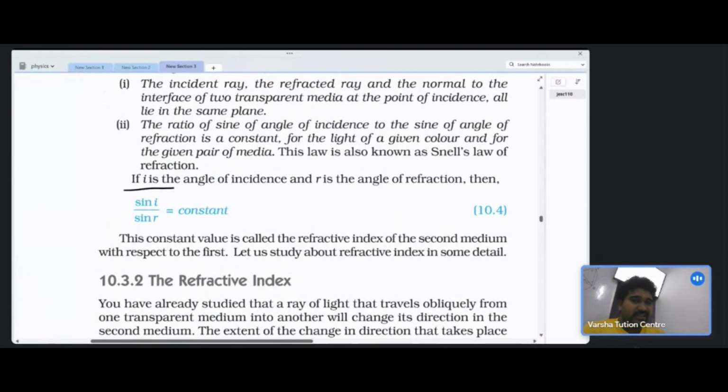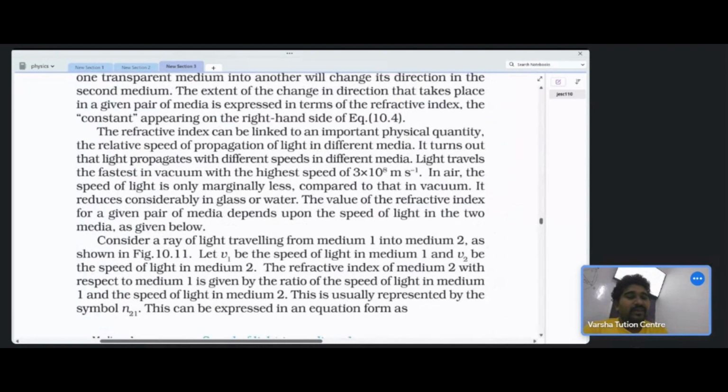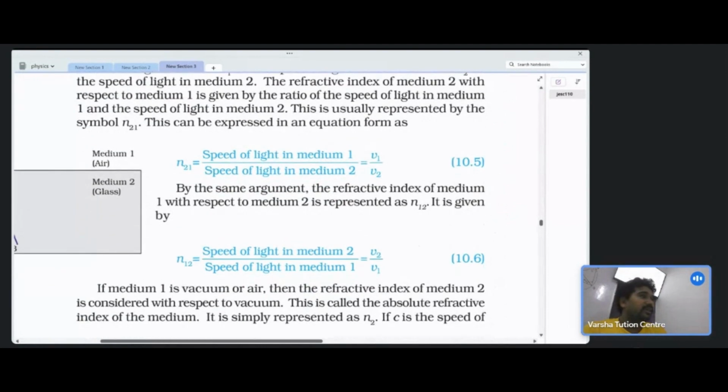Snell's law. What is Snell's law? Tell me. Sin i by sin r is equal to constant. You are telling that, I will mix it with this at the end. Now see here, one thing is there: n21. How will you read this one? Sir, what is the meaning of n21? The refractive index of medium 2 with respect to medium 1, or medium 1 with respect to medium 2.